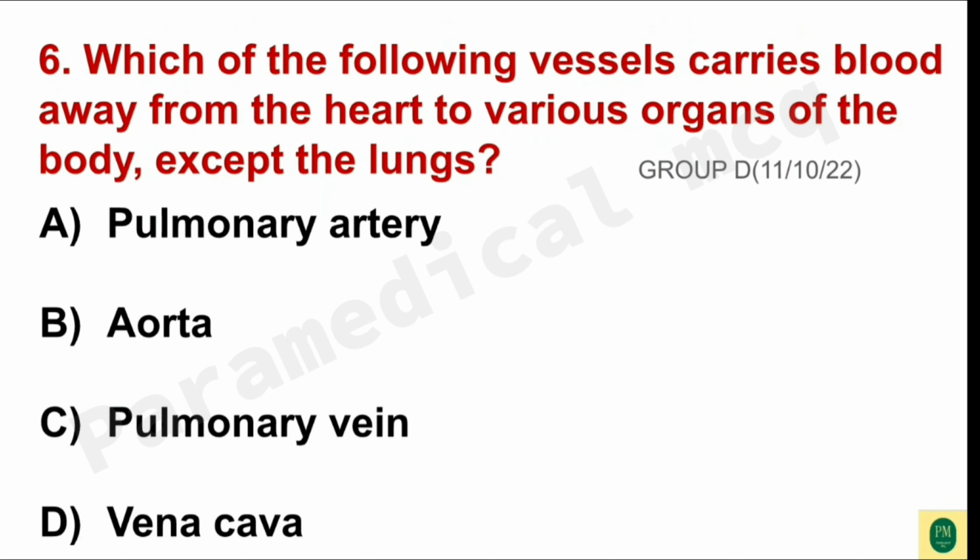Which of the following vessels carries blood away from the heart to various organs of the body except the lungs? Option A: pulmonary artery. Option B: aorta. Option C: pulmonary vein. Option D: vena cava. The correct option is option B: aorta.